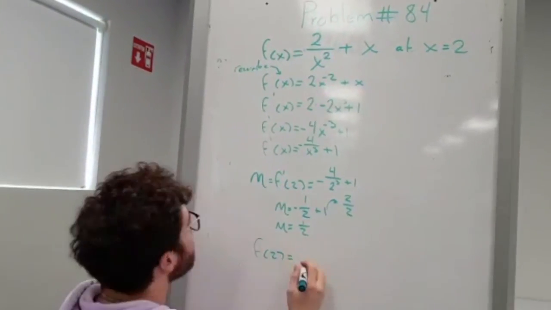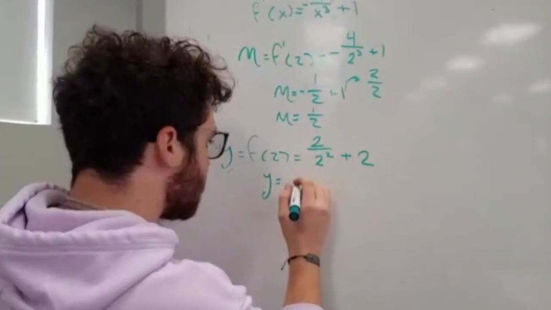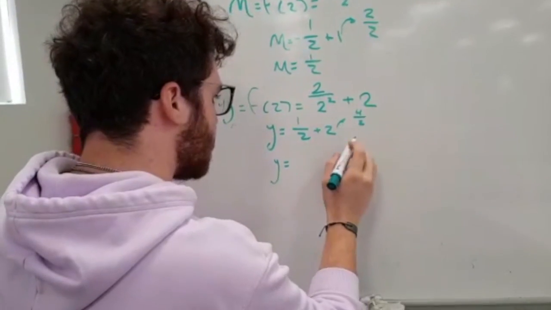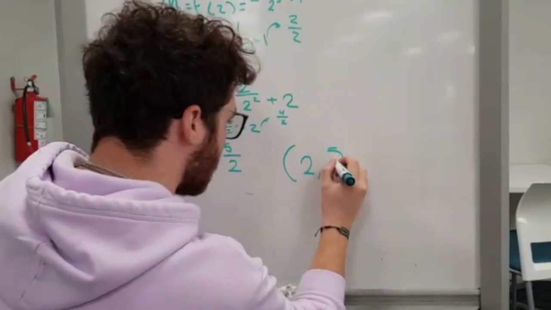Then we need to find the y value. We do this by substituting the 2 in the original function. By substituting the 2, we can now see that the y value would be 5/2, and of course, the x value would be 2.